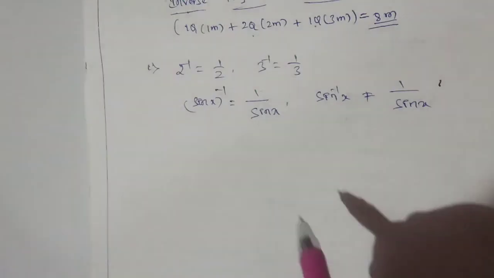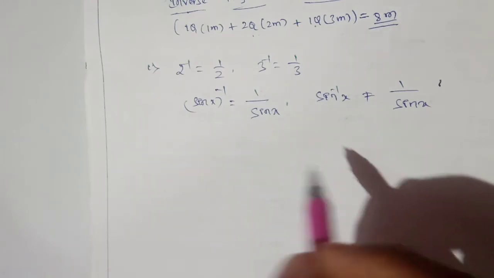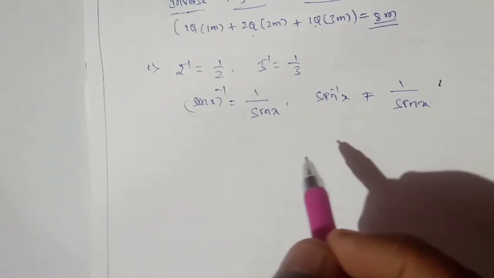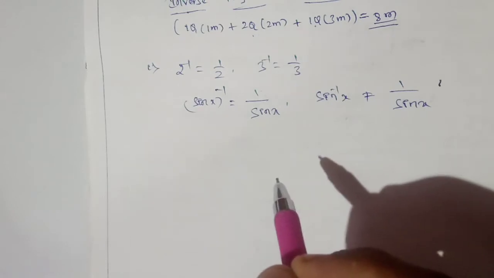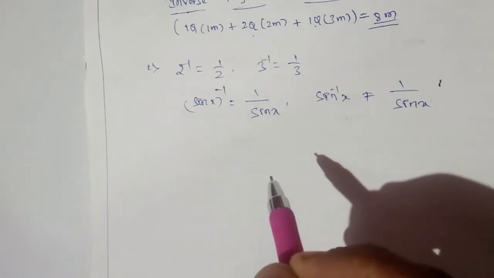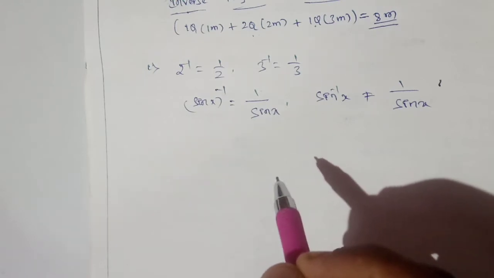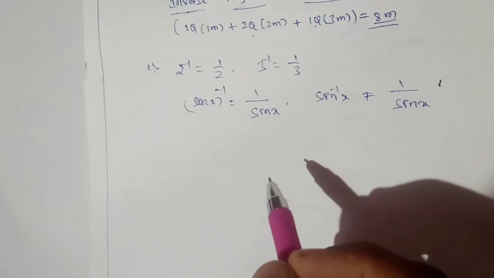And before starting the examples, we have to know the limitations of inverse trigonometric functions. What is the limitation? Limitation means these functions cannot be defined everywhere, or these functions are defined only in some particular region. That is the limitation of trigonometric functions.